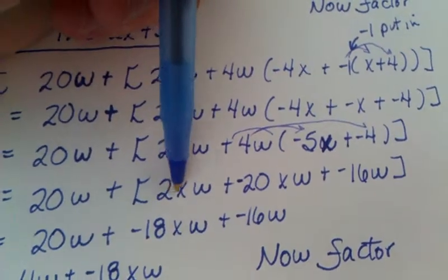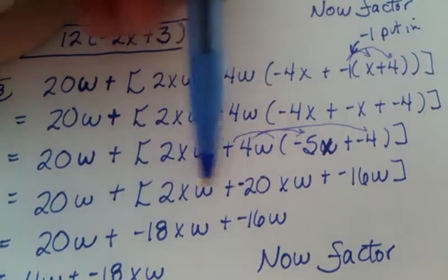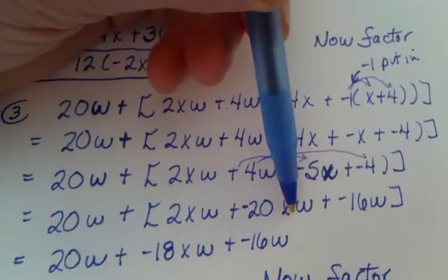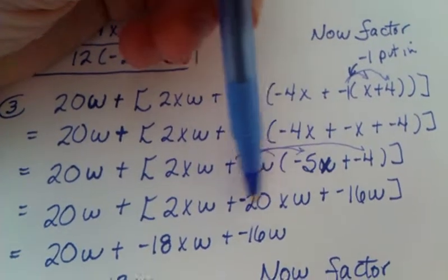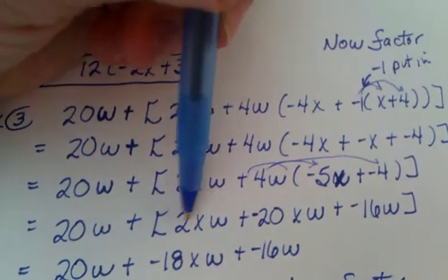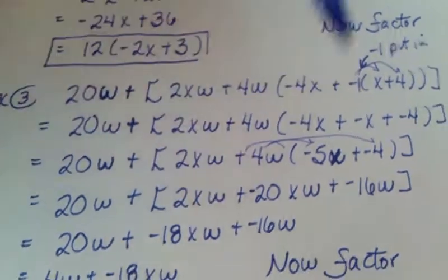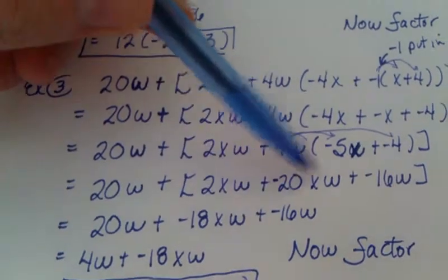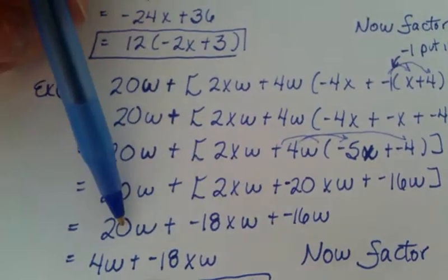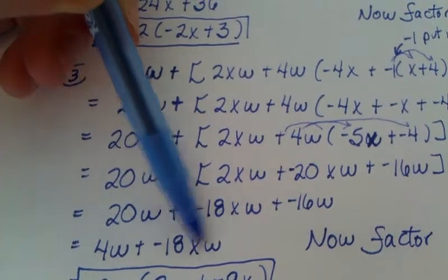Well, now I look in here and I say, hey, is there anything I can combine in here? And yes, there is, because these two things are actually like terms because of our rule that says order doesn't matter. And so our commutative property tells us, hey, xw is the same as wx. So I can combine these two things, and 20xw plus a -20xw gives us a -18xw. And then now I've finished what I can inside that parentheses, and then I look at these and I say, hey, are there any like terms? And 20w plus -16w gives me 4w plus a -18xw.